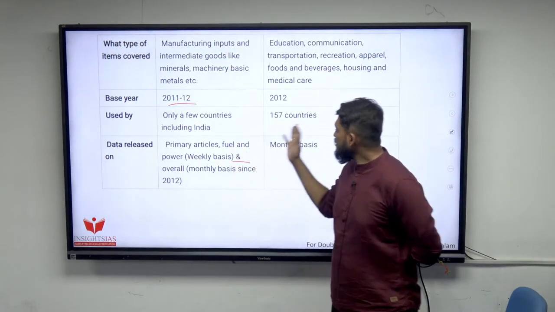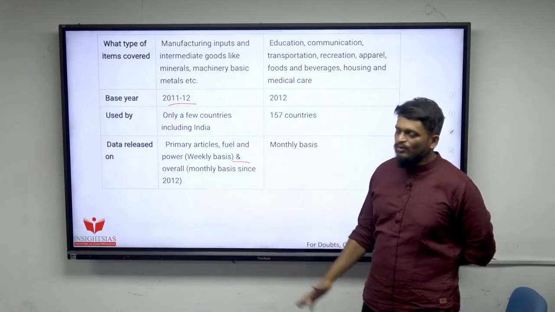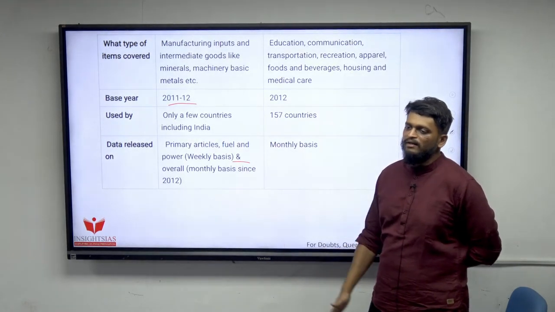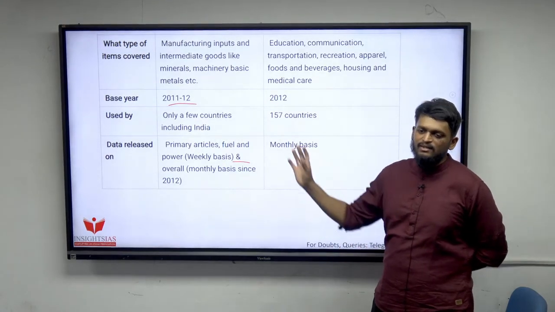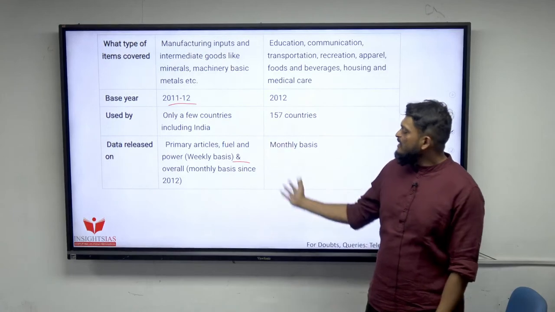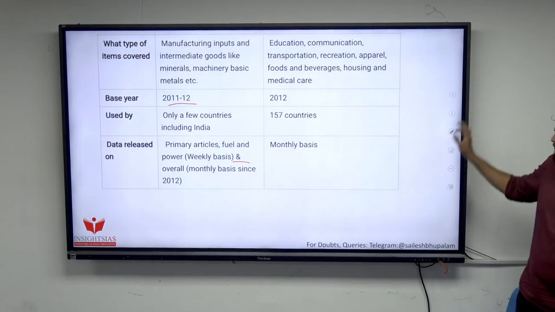How many countries are actually using CPI? If you see, there are more now because USSR has collapsed. Very few countries including India are using WPI because of historical legacy. We are continuing to calculate it, but that is not the primary measure of inflation. So when the data is released is also factual information. You can go through it.